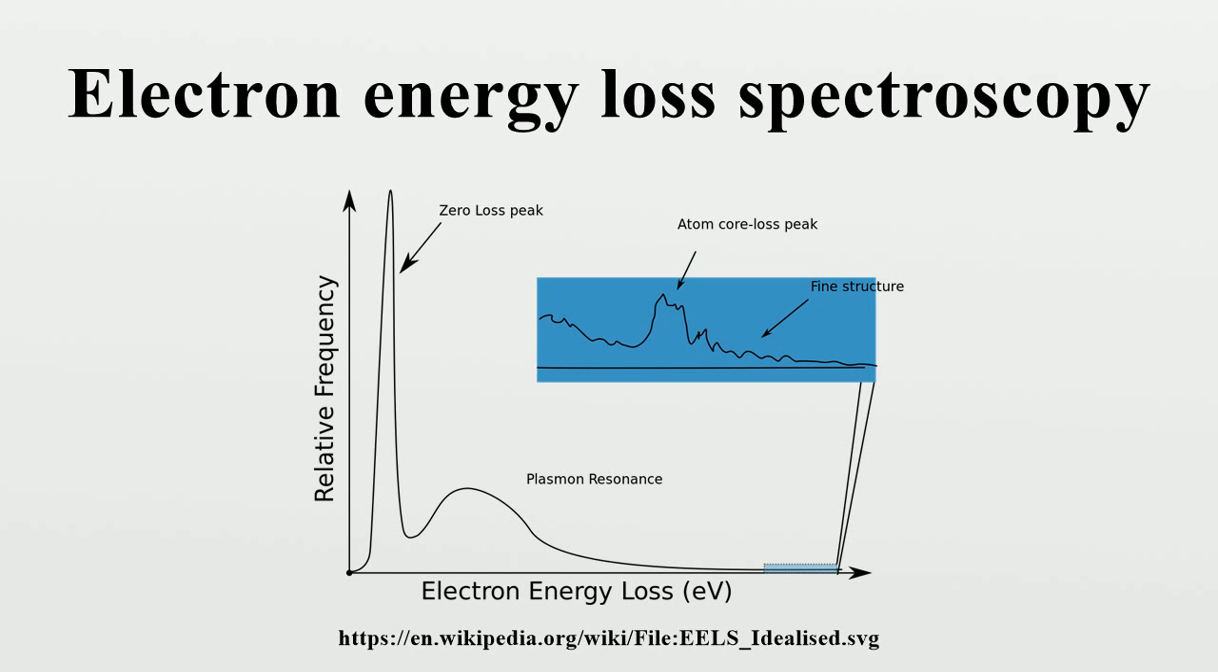Other flavors include reflection EELS, typically at 10 to 30 keV, and aloof EELS. Within transmission EELS, the technique is further subdivided into valence EELS and the inner shell ionization EELS. The dividing line between the two, while somewhat ill-defined, is in the vicinity of 50 electron volts energy loss.